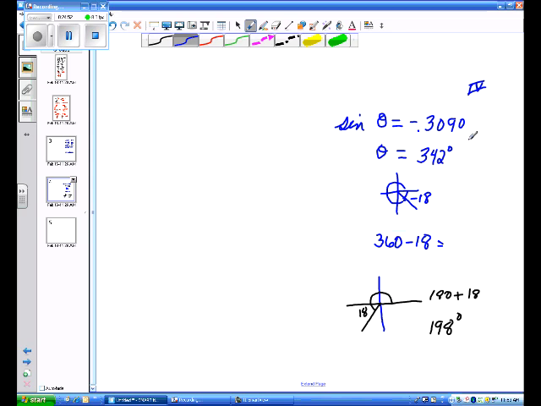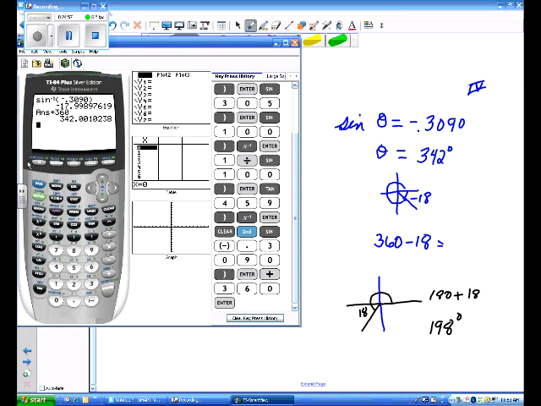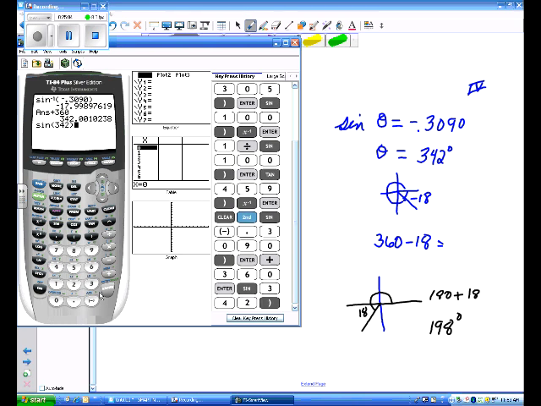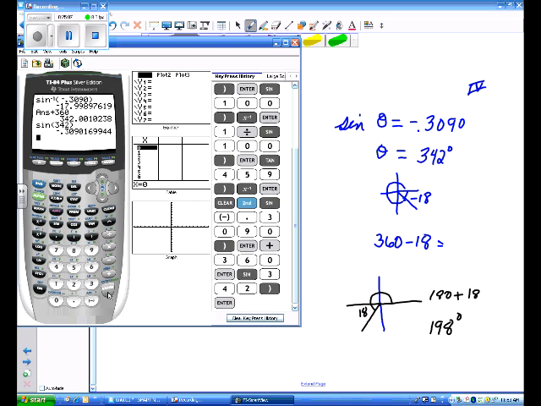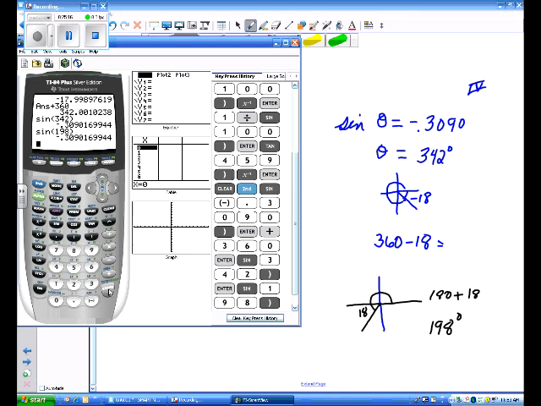So you do have to look at which quadrant you want your angle in, and later on we'll have to give both of them. But we could go back and check this. We could say the sine of 342 degrees, yes, that's negative 0.3090, or the sine of 198 degrees gave us the same answer. So you do need to watch which quadrant you are giving your answer in.